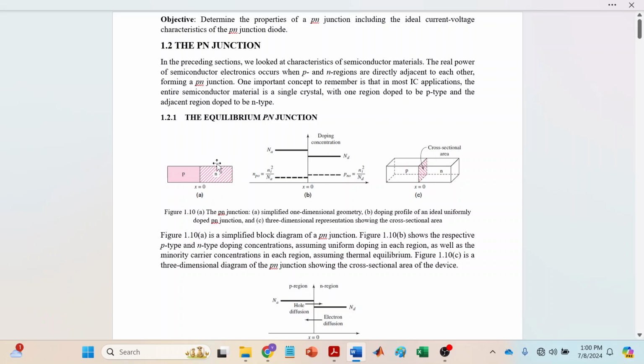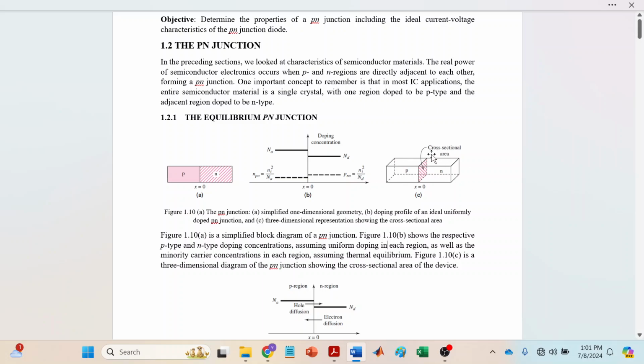So the diagram shows the pn junction and this diagram shows the doping concentration. So this is the p region and this is the n region. The p region is doped with acceptor impurities. The n region is doped with donor impurities. For the p-type, the majority carriers are the holes and the minority carriers are the electrons. So you can see the concentration of holes is much higher than the concentration of electrons. And for the n-type, the majority carriers are the electrons and the minority carriers are the holes. So you can see the relative gradient of the majority and minority carriers.